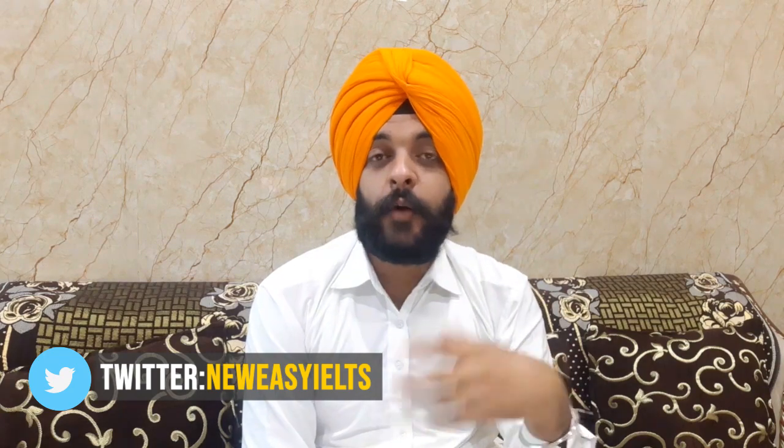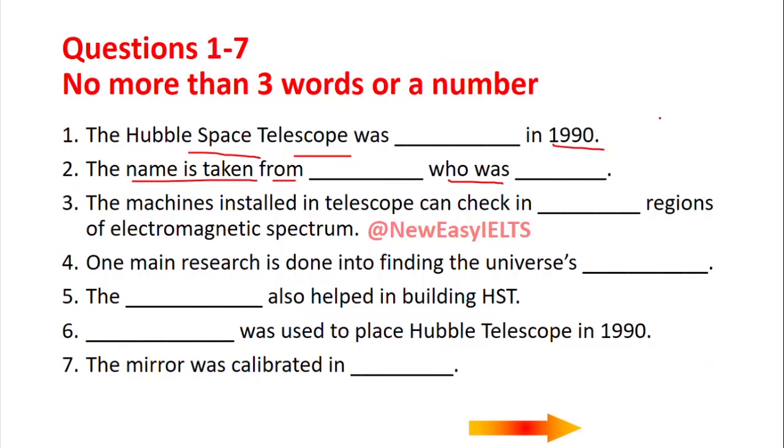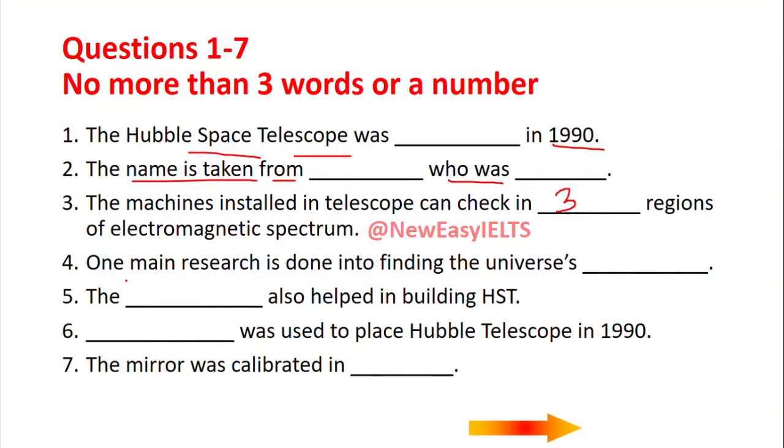So what we have to do is write the number of how many regions there are. The regions are ultraviolet, visible, and near infrared. So there are 3 regions where the Hubble telescope's instruments or machines can capture the images. So here comes our answer number 3: the machines installed in the telescope can check in 3 regions of electromagnetic spectrum. Answer is 3. Third answer is 3. Now the fourth question: what main research is done into finding the universe's dash?